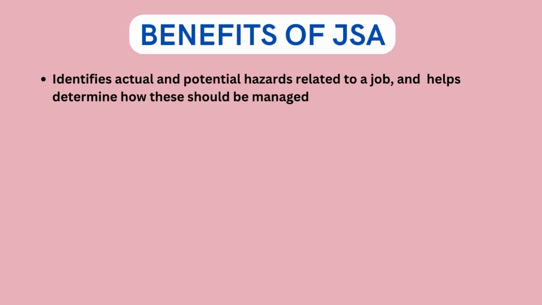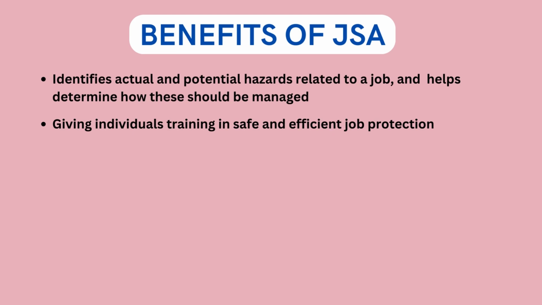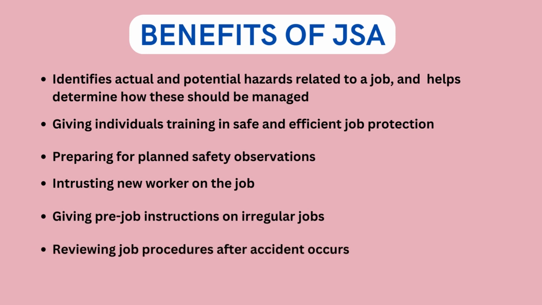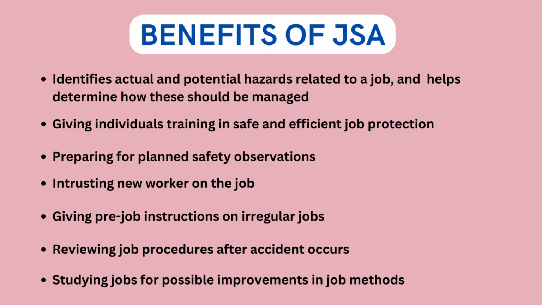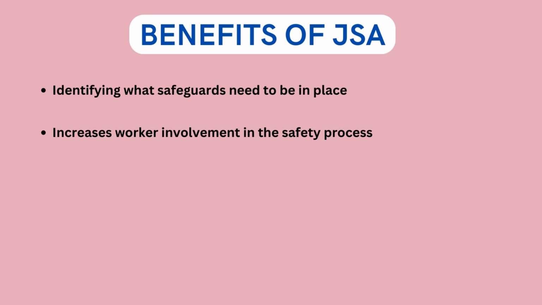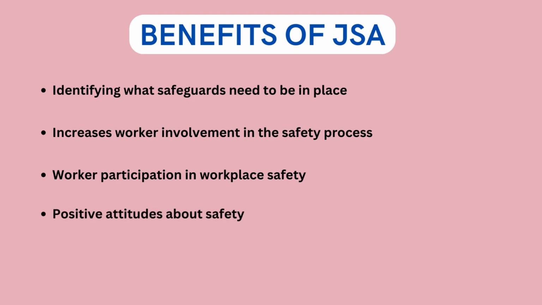It identifies actual and potential hazards related to a job and helps determine how these should be managed, giving individuals training in safe and efficient job protection, preparing for planned safety observations, instructing new workers on the job, giving pre-job instructions on irregular jobs, reviewing job procedures after accidents occur, studying jobs for possible improvement in job methods, identifying what safeguards need to be in place, increasing workers' involvement in the safety process, worker participation in workplace safety, and it develops a positive attitude about safety.